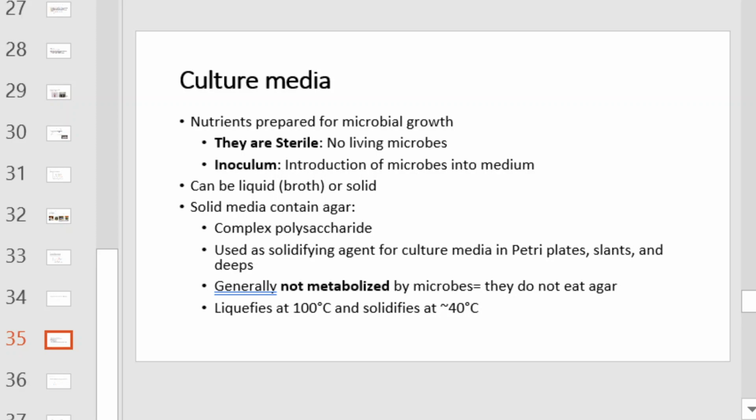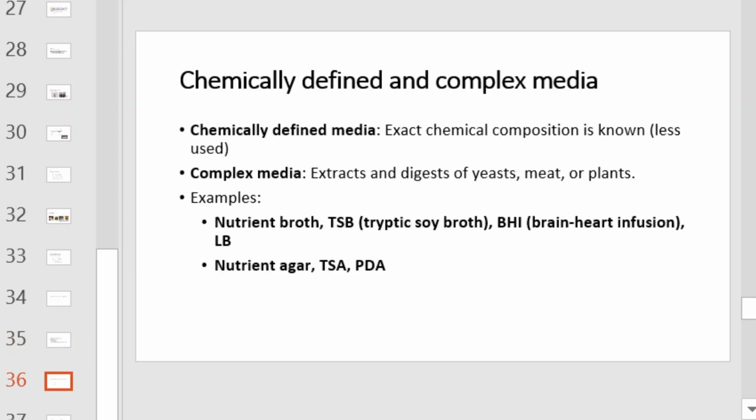Solid media contain agar, which is a complex polysaccharide. Agar is used as a solidifying agent for culture media in petri dishes, slants, and deeps. The agar in solid media is generally not metabolized by microbes. That simply means they do not eat it. It also liquefies at 100 degrees Celsius and solidifies at about 40.